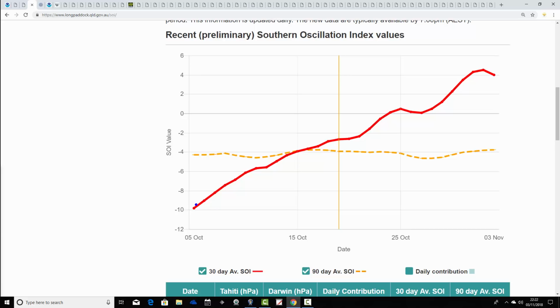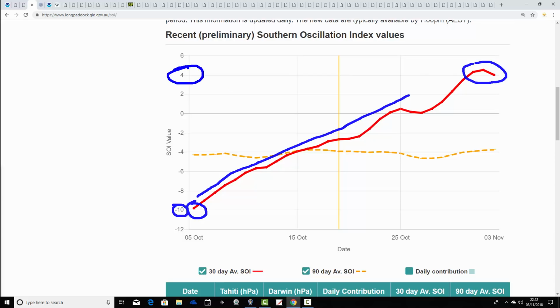So we start here on the 5th of October with the SOI down around -10. Quite negative SOI, but look how the red line has been trending up and up and up through October and into November. We actually go into quite strong positive SOI conditions, up to around +4 to +5. I mean, it's not really strongly positive, but it certainly isn't the kind of SOI number that you would expect to see if we were going into a true El Nino event.